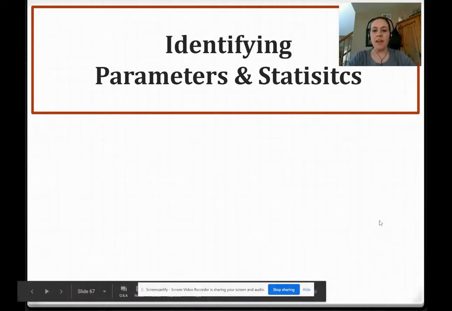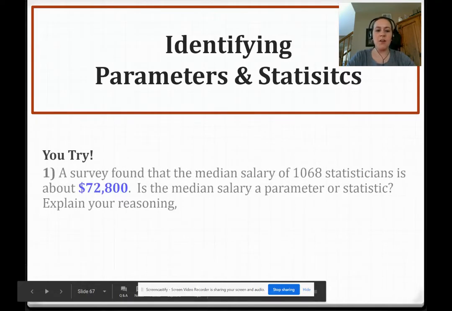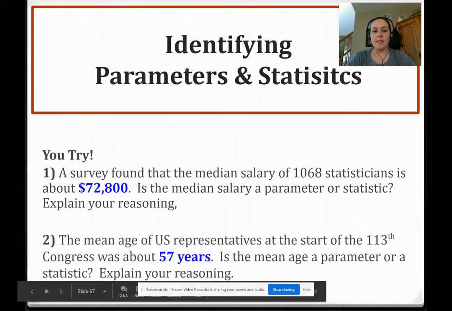So now you can go ahead and try the 2 U-tries that you have on your paper. Again, we're trying to decide if it's a parameter or a statistic, and then why you would believe that it's one or the other.